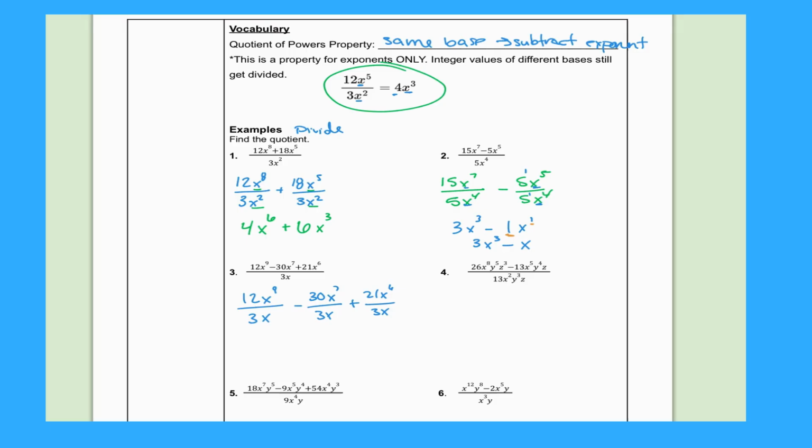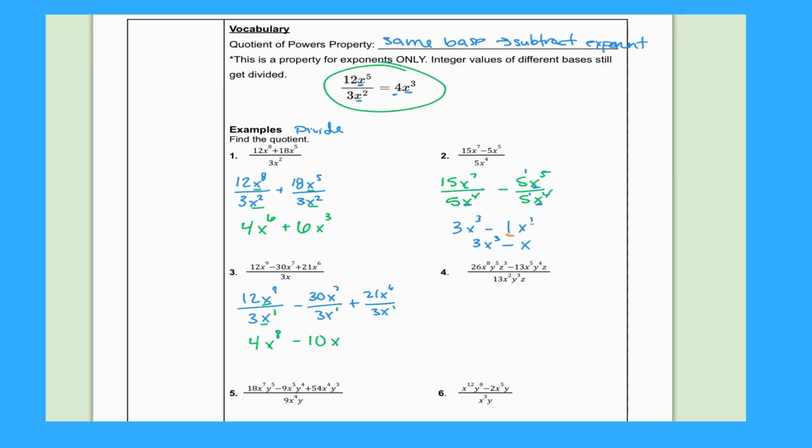So the number in front, most of the time, is not going to have the same base, so we just divide like normal. 12 divided by 3 is 4. The x's are the same base. There's a hidden 1. Don't forget the 1. So 9 minus 1 is x to the 8th, minus 30 divided by 3, because they're not like bases, we divide, and that's 10. There's another hidden 1. I'm just going to put the 1 on all of these.